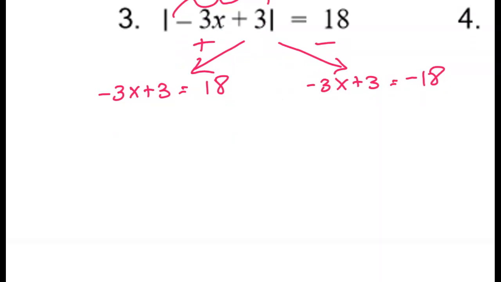On the positive side, what do I do first to get x by itself?